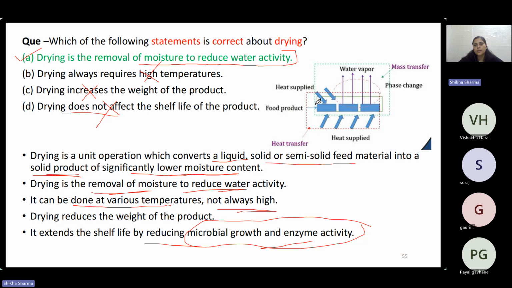So what happens basically if a food product is there, like this is a food product. If we supply heat, heat transfer is there, and because of the heat, water transfer will be there as water vapor out of the product. So this is mass transfer also. So both heat transfer and mass transfer take place in the drying process.